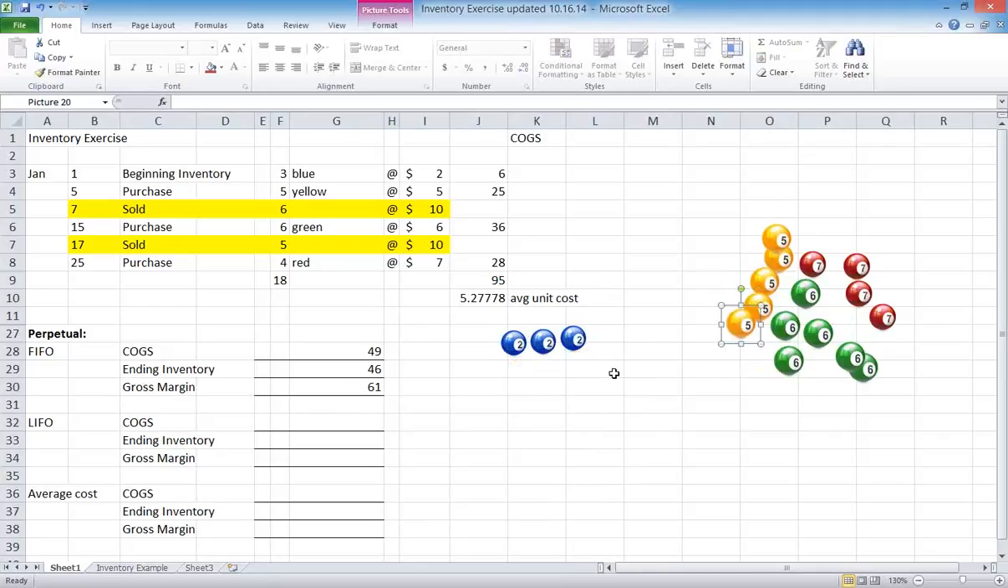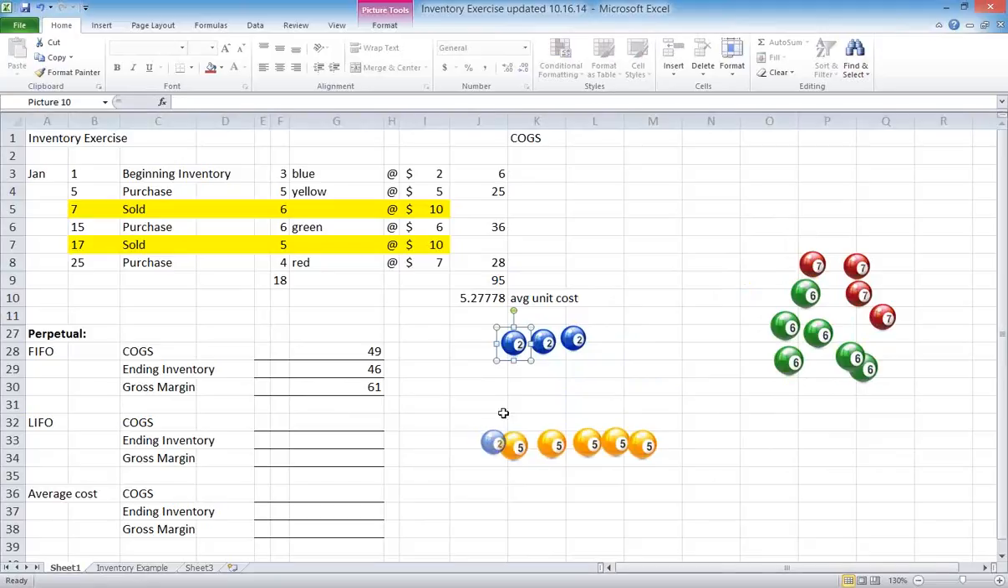Okay, LIFO. I had my beginning inventory. I purchased the next 5. Okay, that's what I have now. Now, I sold 6 LIFO. Last ones in are the first ones out. So I sold my last ones, 5 of them, 6. Right?